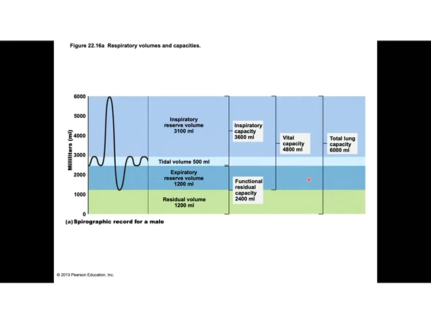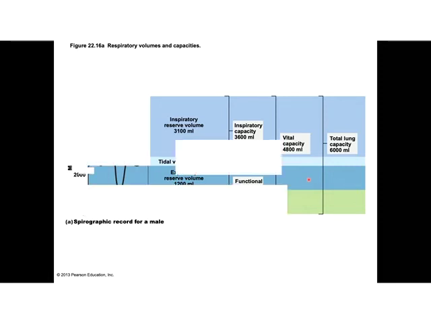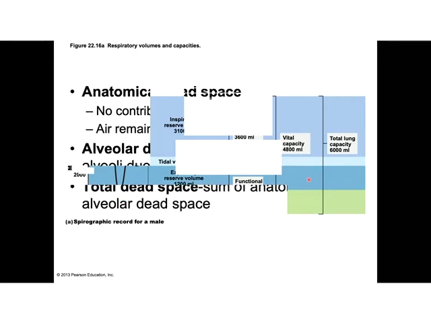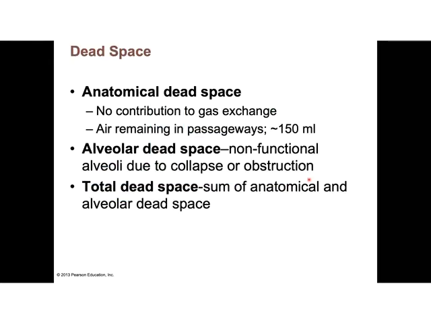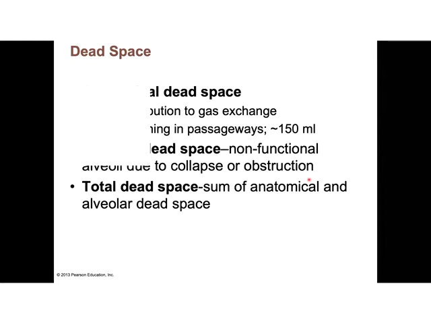So when we do spirometry, we can pick up one or both of these, and we know what might be affecting you. The dead space doesn't contribute to gas exchange. It's just the air in the conducting division after a vital capacity. It's usually around 150 mL. Alveolar dead space is non-functional alveoli because they're blocked or they've collapsed, and total dead space is both the anatomical and the alveolar dead space. We all have some of that.